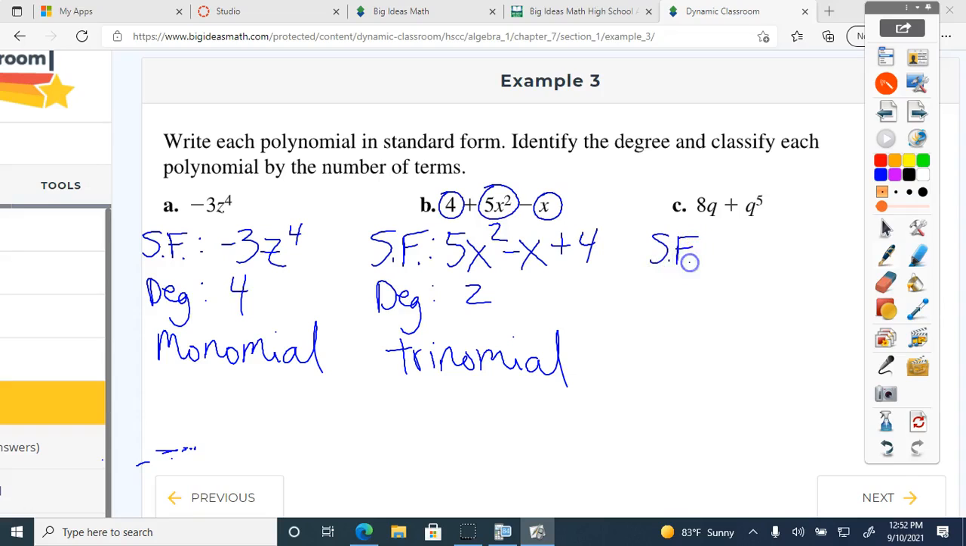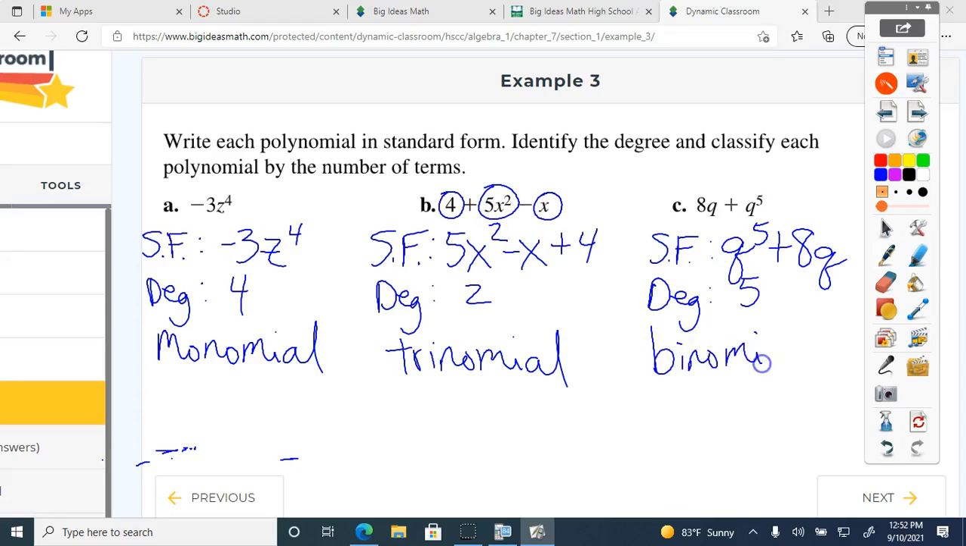Standard form, what would it be? What would come first? Q to the 5th plus 8q. Very good. What's my degree? Not 6. 5. That's the highest exponent, right? And then that is what type? Binomial. Questions on those? Pretty simple.